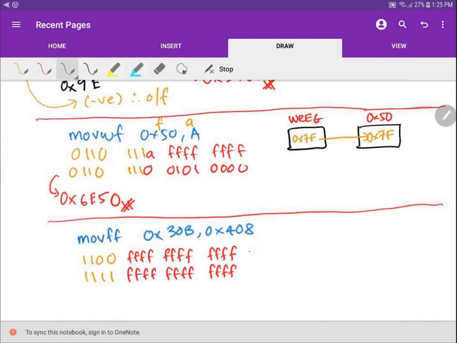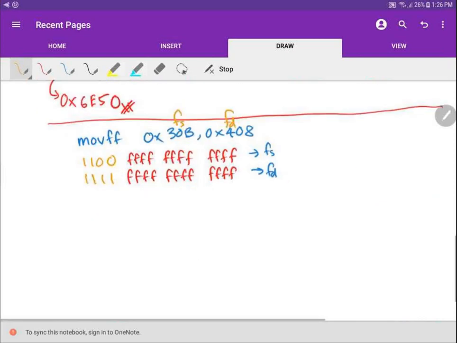So this one, you know, it is actually the file source. This is the destination. And this is your file source. This is the file destination. So can we fill in now? 1100. This is the source. So we have to write 30B, right?